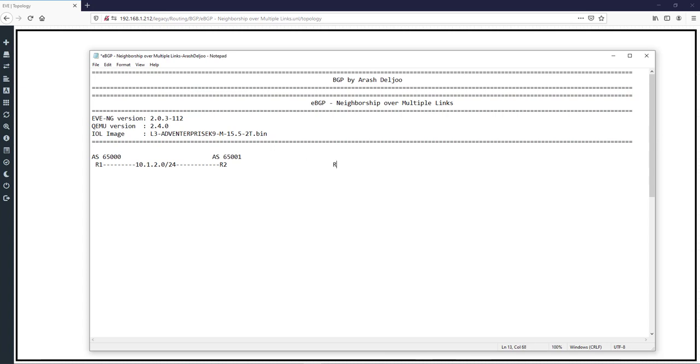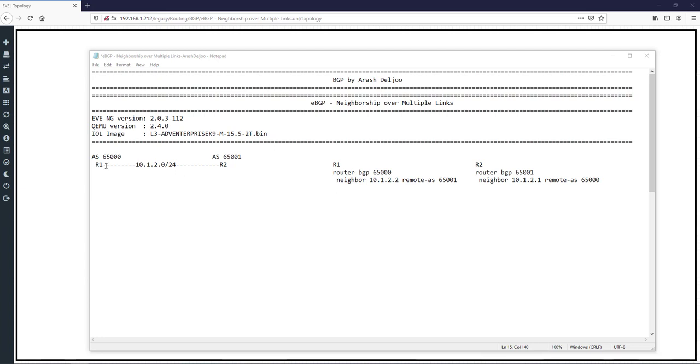For example, in R1, I use router BGP 65000, and then neighbor IP, neighbor 10.1.2.2, and then remote AS 65001. Okay. And then in R2, we use router BGP 65001. And finally in R2, I use the neighbor command, neighbor 10.1.2.1 remote AS 65000. Yes, it's okay. And the neighborship will go to up state, and everything is okay.